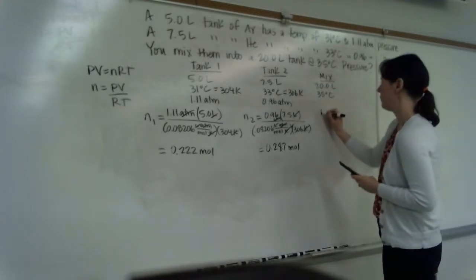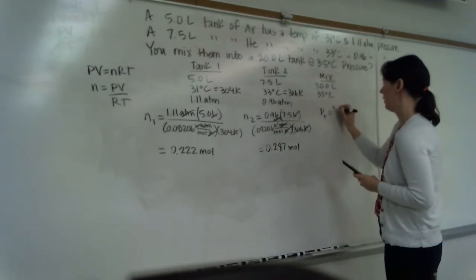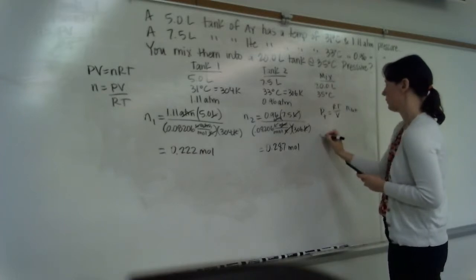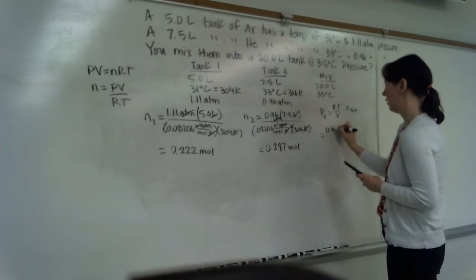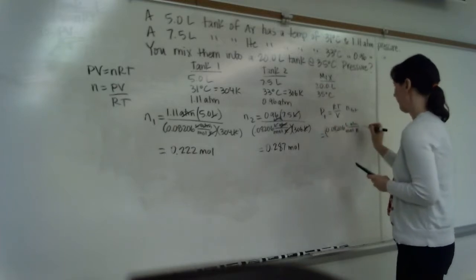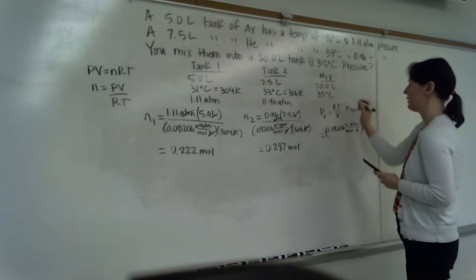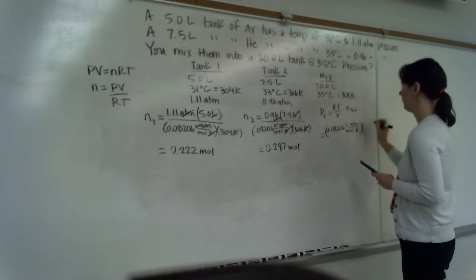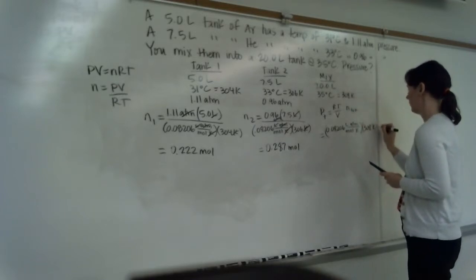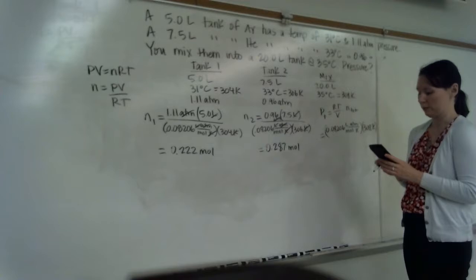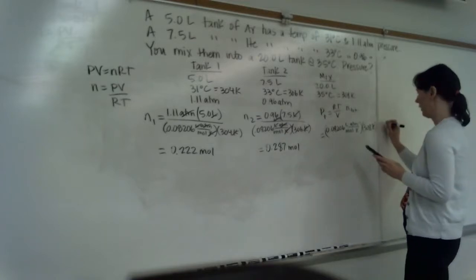So now P total is equal to RT over V times n total. So R, 0.08206 liter atmospheres per mole Kelvin. Temperature, what's this in Kelvin? 308. 308 Kelvin. And then n total is just those two together. So 0.222 plus 0.287 gives me 0.509.